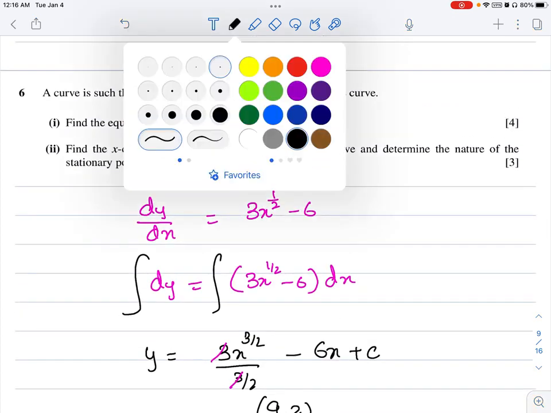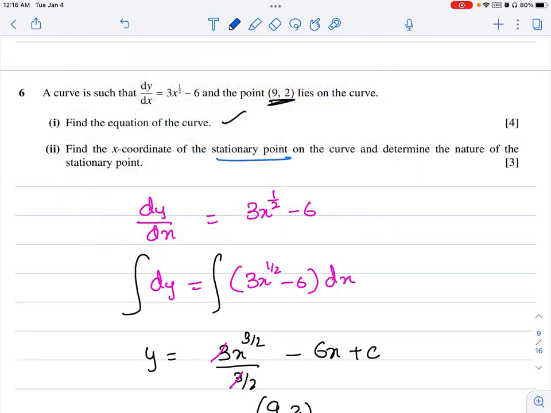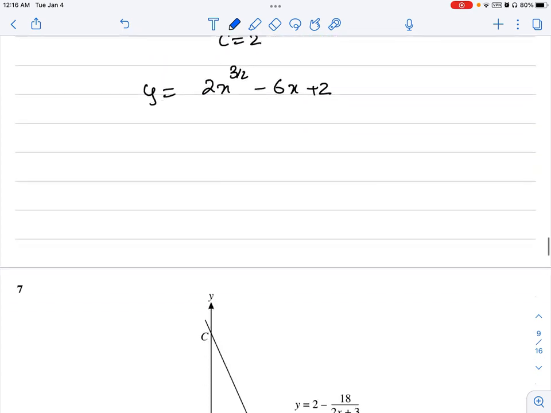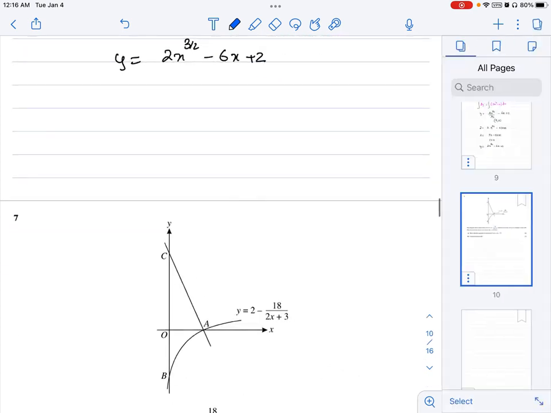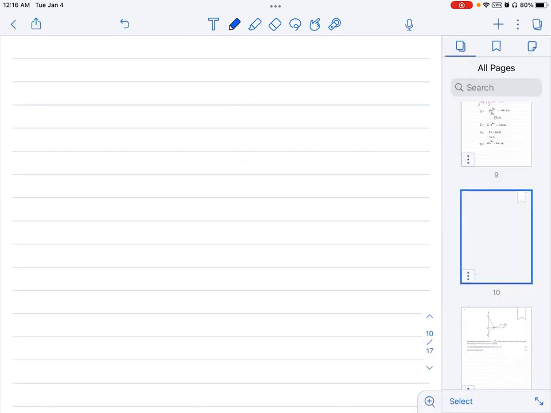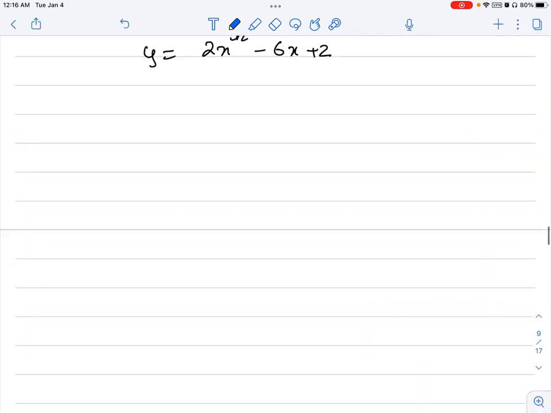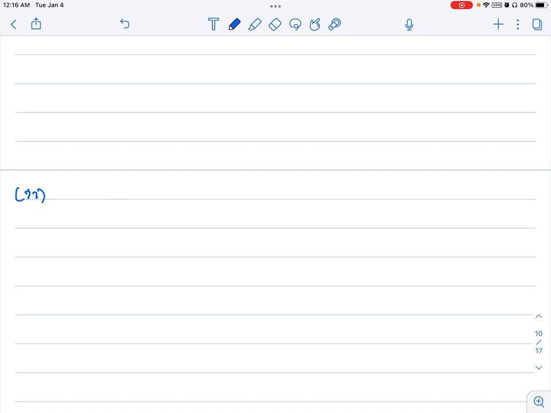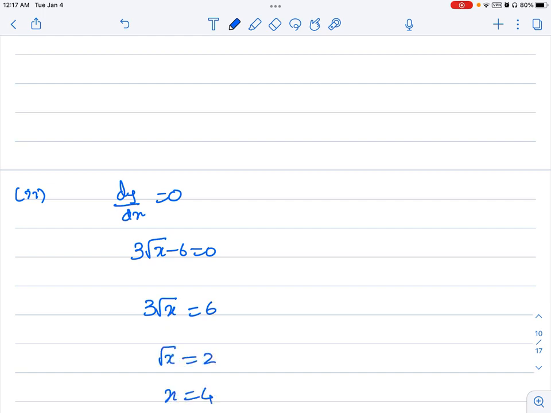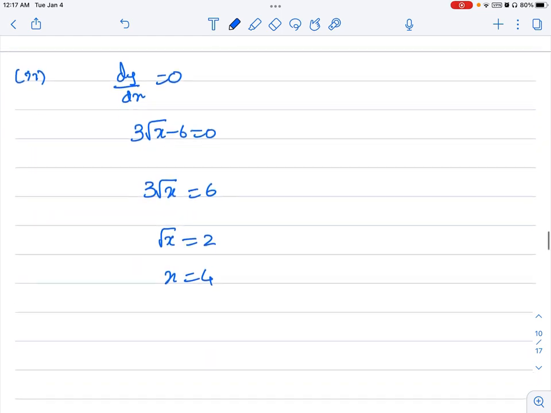Coming to the second part. Find the x-coordinate of the stationary point, and determine the nature of the stationary point. Now at the stationary point we know that the first derivative should be equal to 0. So dy by dx should be equal to 0. So what was dy by dx? 3 square root of x minus 6 should be equal to 0. 3 square root of x should be equal to 6. Square root of x equal to 2. x equal to 4.